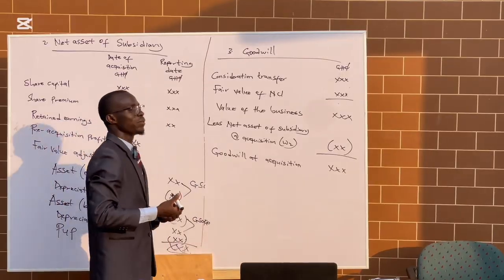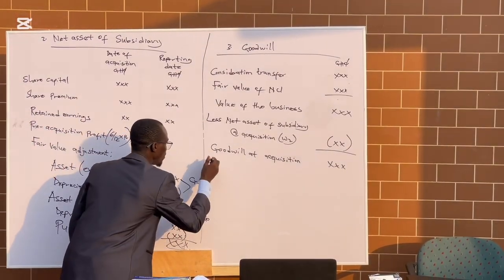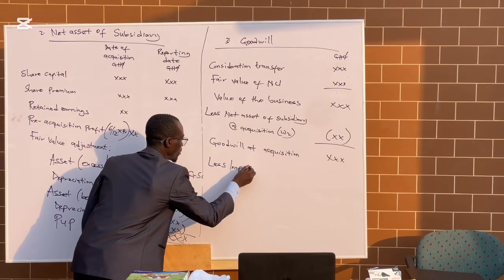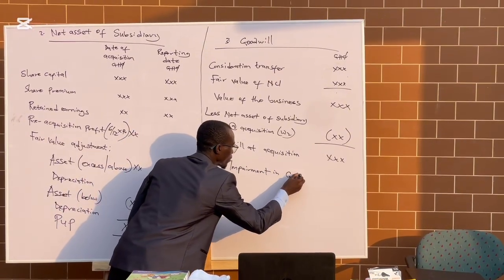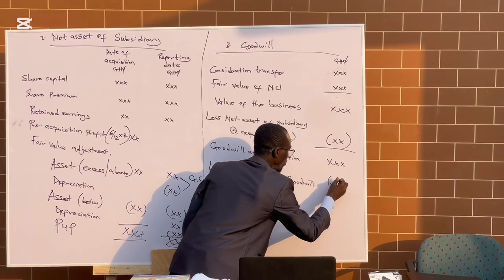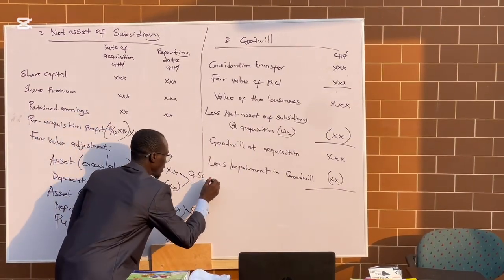When you get goodwill at acquisition, if there is any impairment in goodwill, you subtract it. So you less the impairment in goodwill. The moment you subtract the impairment in goodwill, you get goodwill at reporting.